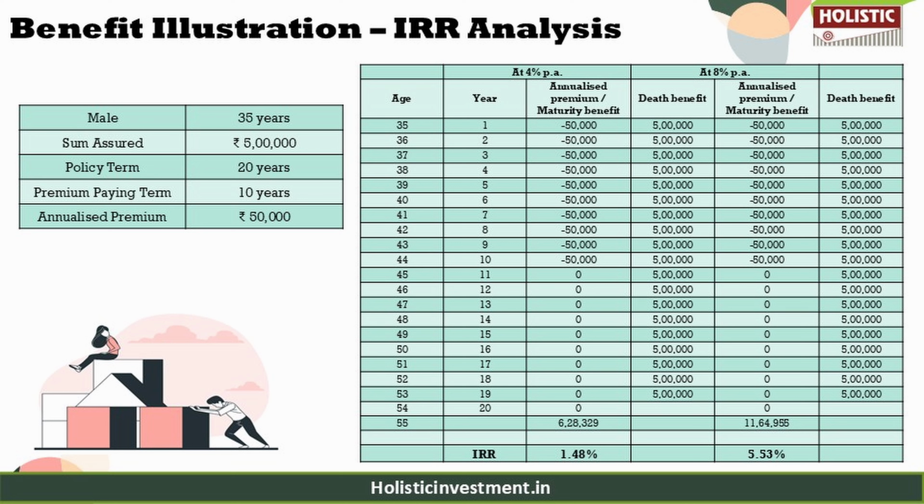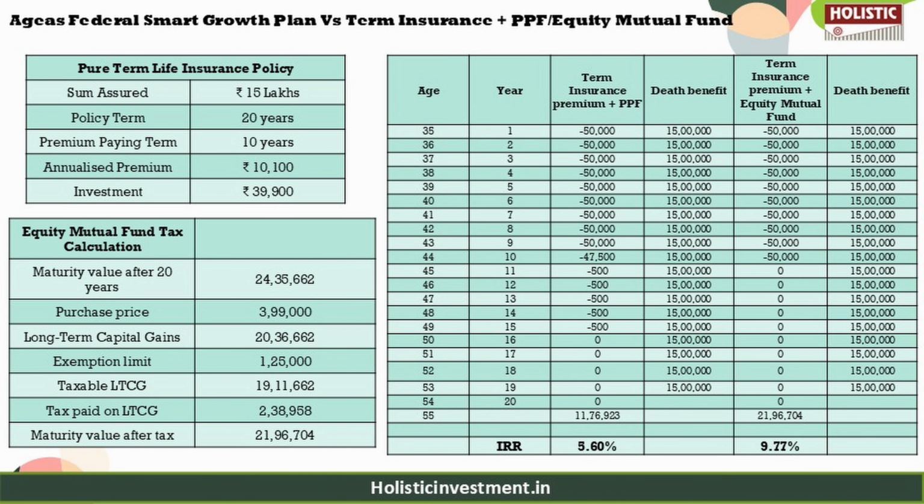So considering the low returns and limited liquidity, this policy appears unsuitable for building a meaningful corpus to achieve medium to long-term financial goals. As this policy is not giving us the desirable outcome that we need, let us move on to a comparative analysis where we are going to take up an alternative approach in which we are going to invest in insurance and investments separately instead of combining them into a combined policy like the Ageas policy.